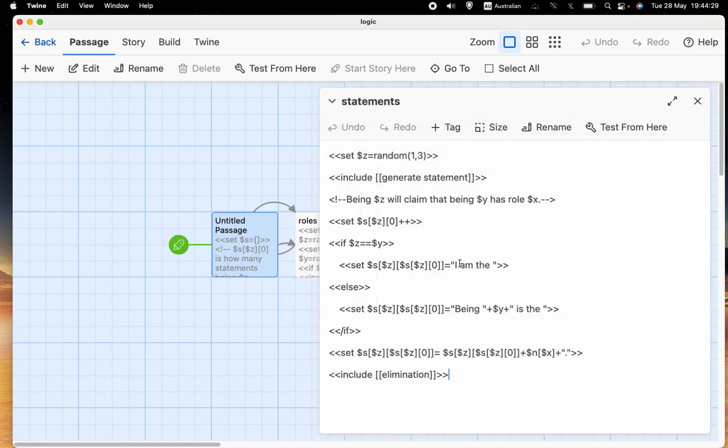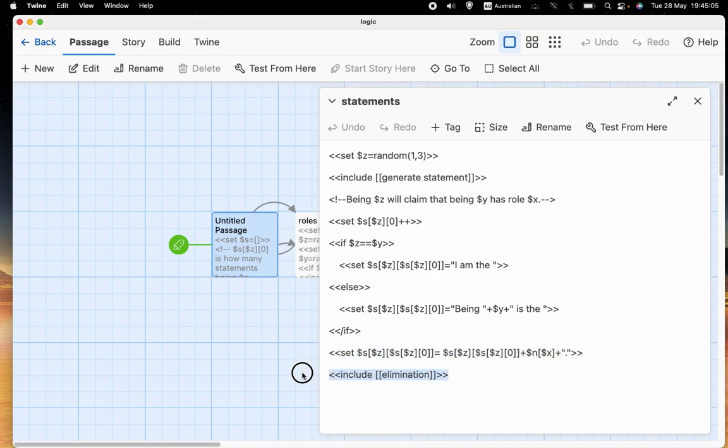So it'll be something like I am the devil, or I am the alien, or being 2 is the angel, or being 2 is the alien. Something like that, ending in a full stop. It looks a bit neater to me to have a full stop at the end. So we've chosen a being to make the statement. We've generated a statement that's compatible with their role. We've written that statement into the relevant slot and we've incremented how many statements they make.